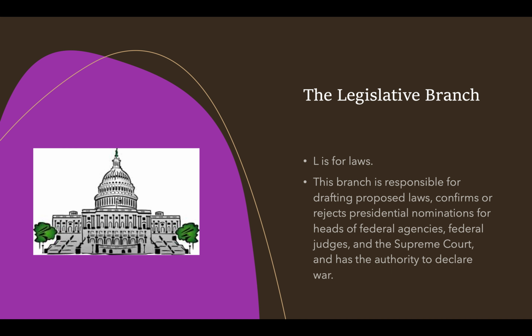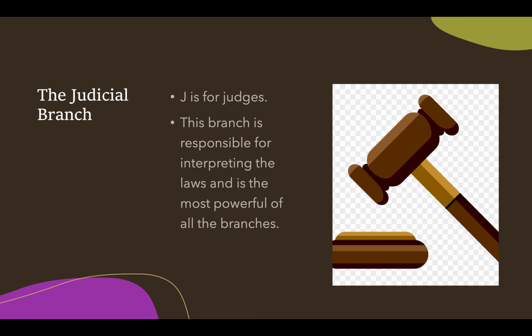And last but not least, we have the judicial branch. When we look at judicial branch, we see that it starts with the J, and J is for judges. This branch is responsible for interpreting the laws and is the most powerful of all the branches.